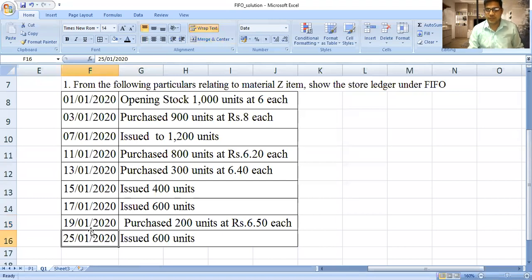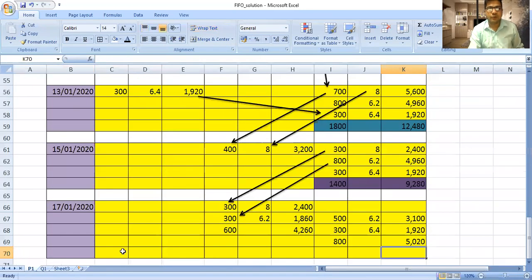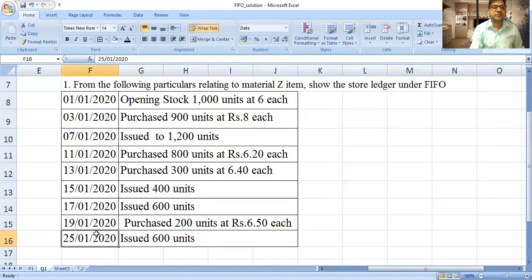Now friends, one thing you have to keep in mind: two dates are remaining, and those you have to solve. I solved this up to 17th January. You have to solve these two dates, and you have to find out the closing balances after 15th January. Only two transactions that you have to do in your notebook. And first, you have to go to the YouTube channel and see the entire lecture. After that you have to solve these two things. This lecture is available on YouTube also.